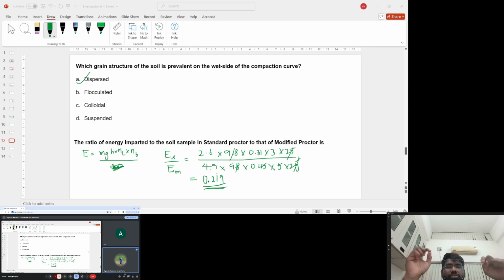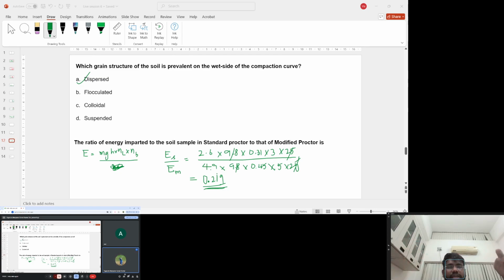The volume also changes. Now the major objective is that you need to impart the same amount of compaction effect in both cases. Then how can you decide these parameters? How can we decide these specifications?